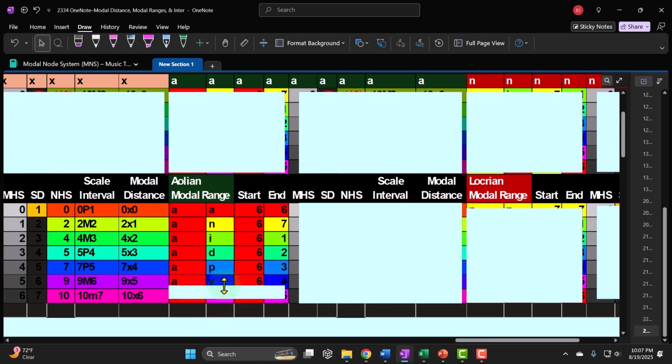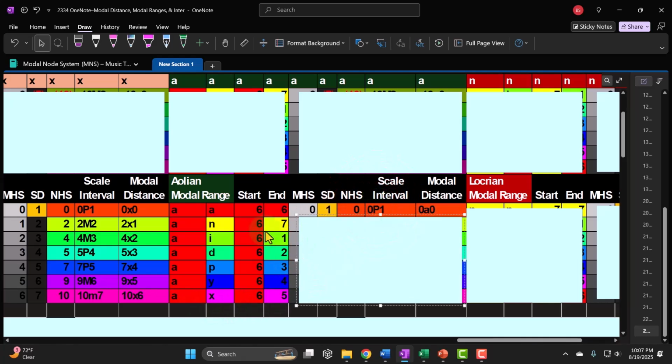We can go from the Aeolian to the Phrygian, AO to fridge, red to sky blue, 6-3 modal range. We can go from the Aeolian to the Lydian, an AY modal range, and AO to the lid modal range, red to blue modal range, 6-4 modal range. We can go from the Aeolian to the Mixolydian modal range, which would be an AX modal range, red to magenta modal range. It would be then AO to mix, 6-5 modal range.